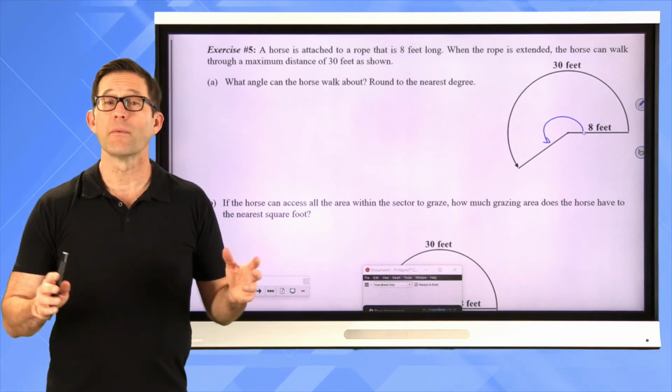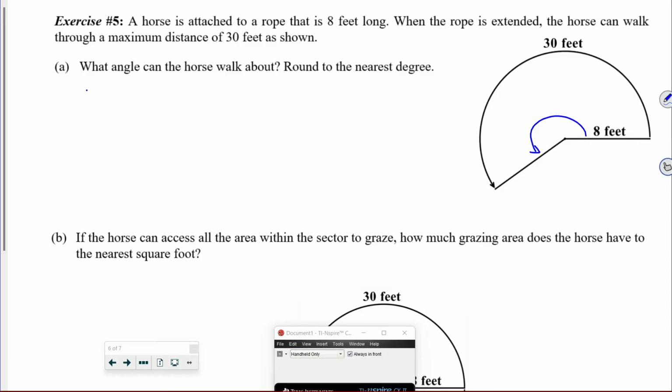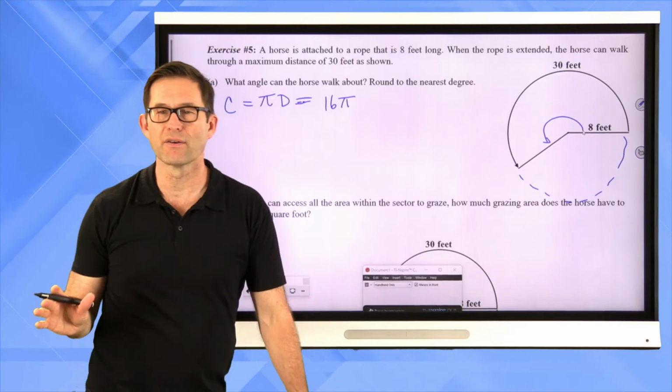Well, just like before, I'm going to start by figuring out the whole circumference. The circumference of the whole circle, if I kind of drew that in, would be pi times the diameter. Since the radius is 8 feet, the diameter is 16 feet. Anyway, it's 16 pi. So that's the entire circumference.